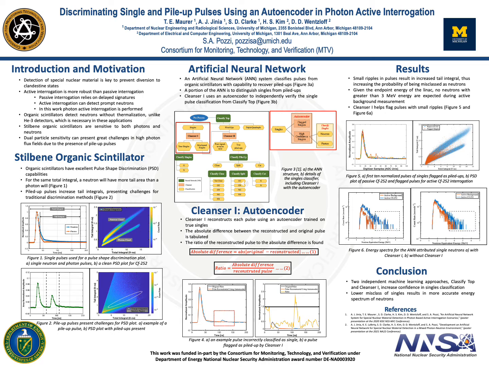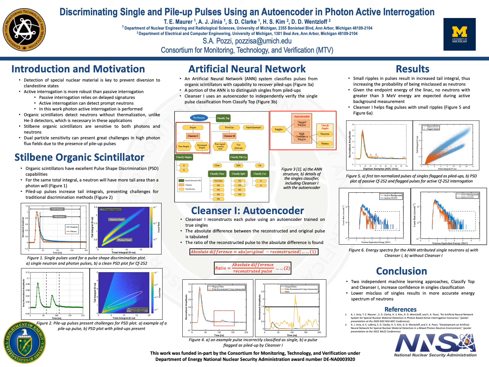Now, a portion of this ANN system is to distinguish singles from piled-ups, called classify top. Cleanser 1 uses an autoencoder to independently verify the single pulse classification from classify top, with details shown in figure 3b. As seen in figures 4a and 4b, Cleanser 1 works by reconstructing each pulse using an autoencoder trained on true singles. The absolute difference between the reconstructed and original pulse is found, and the ratio of that reconstructed pulse to the absolute difference will amplify small ripples in the tail, making it clear to distinguish piled-ups and singles.